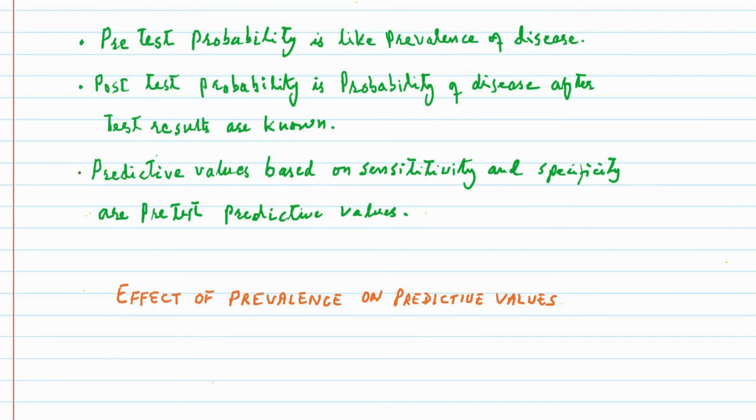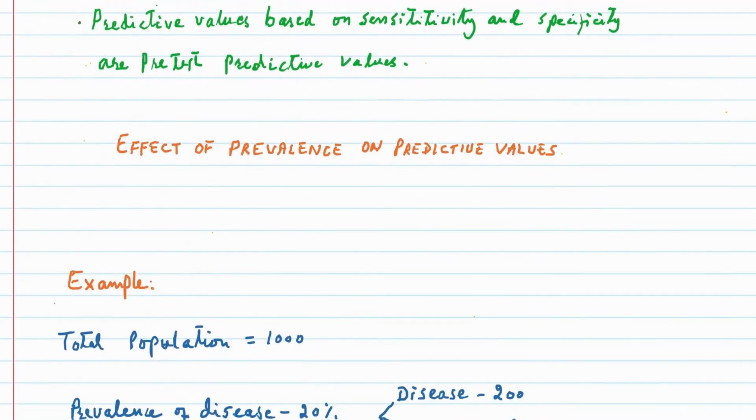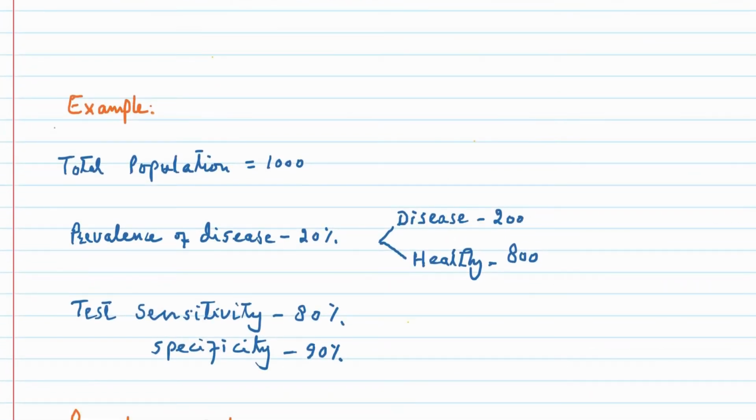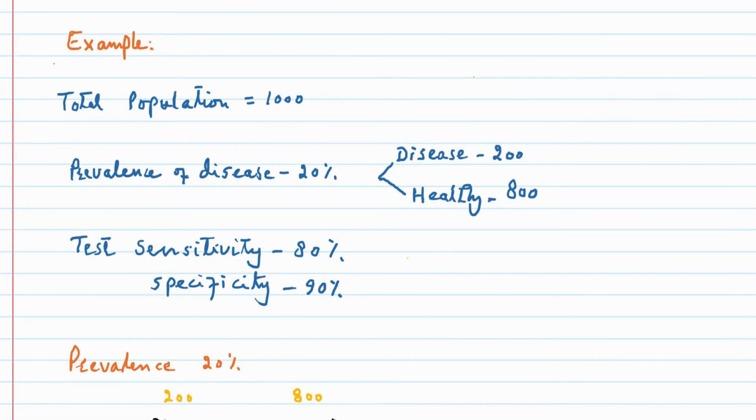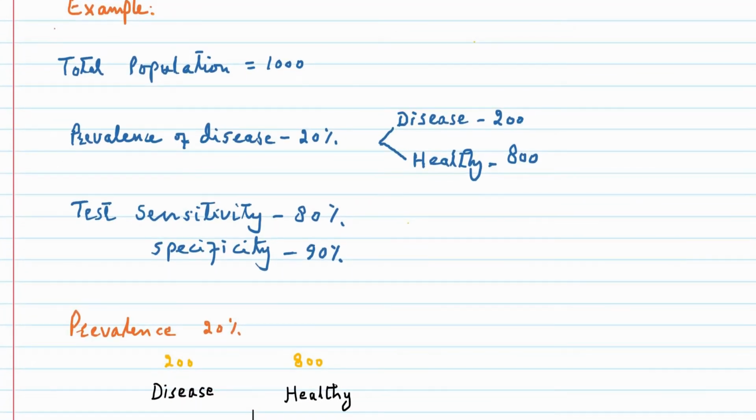Let's see the effect of change in prevalence on predictive values. Suppose we have a population of 1000 people in which prevalence of disease is 20%. Based on this prevalence, 200 people will have disease while 800 people will be healthy. We have a diagnostic test that has sensitivity of 80% and specificity of 90%.